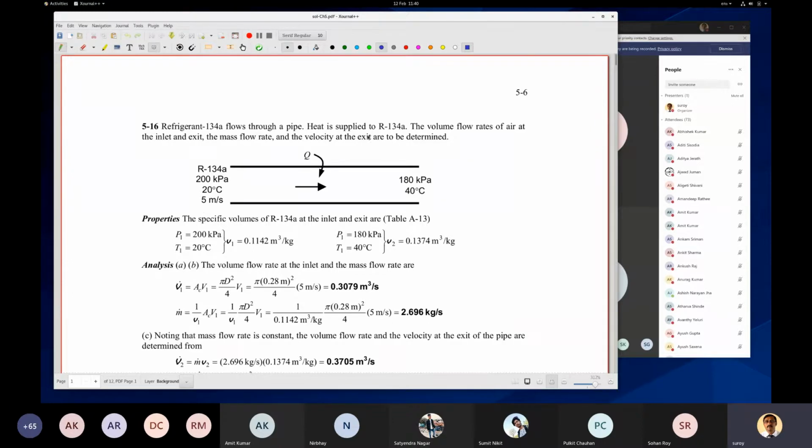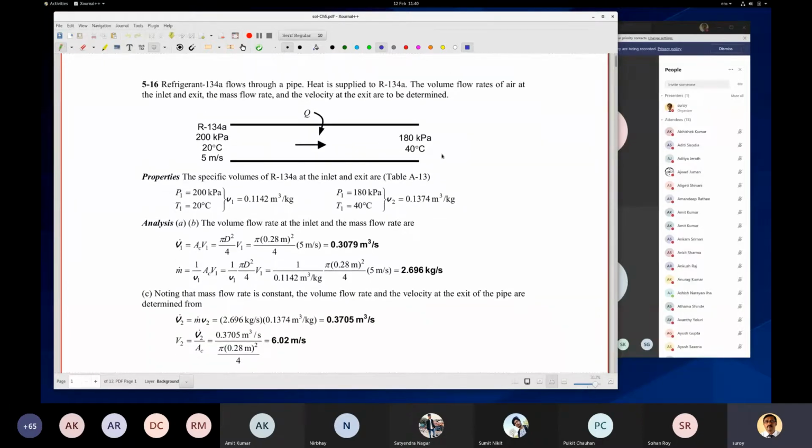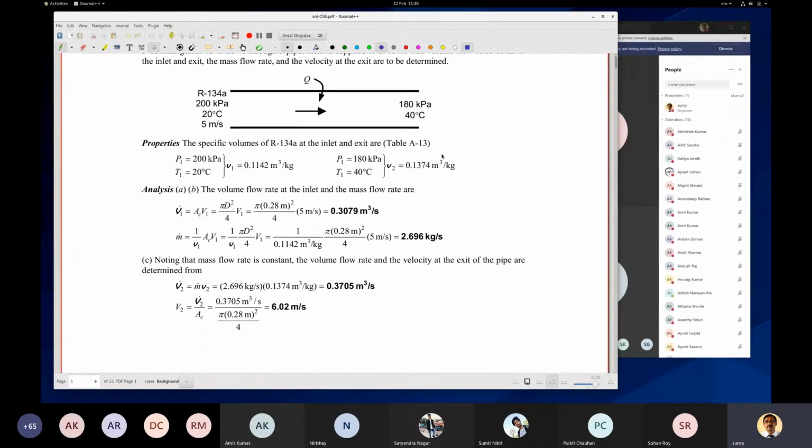So this flows through a pipe. Heat Q is supplied here. We are given the volume rates of air at the inlet and exit, the mass flow rate, and the velocity at the exit. So let us look at it. This is the inlet condition and this is the outlet condition.